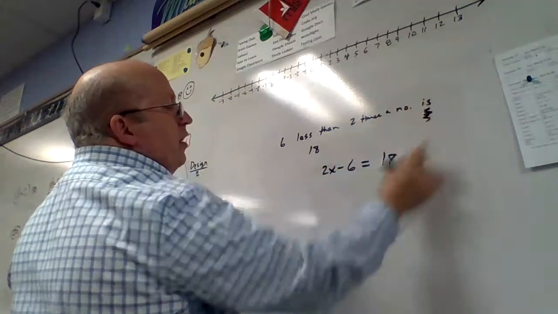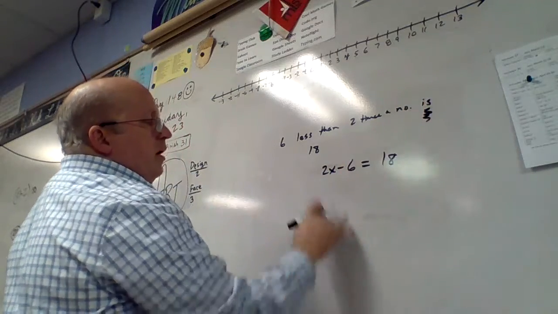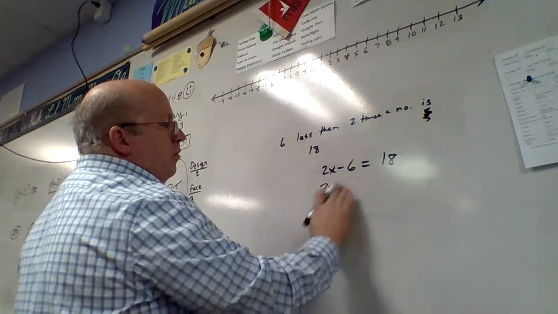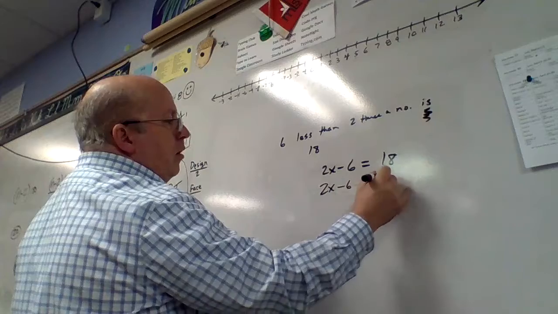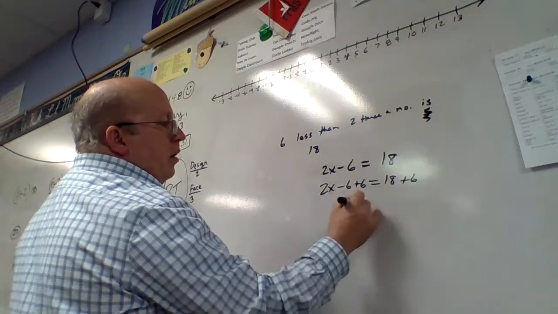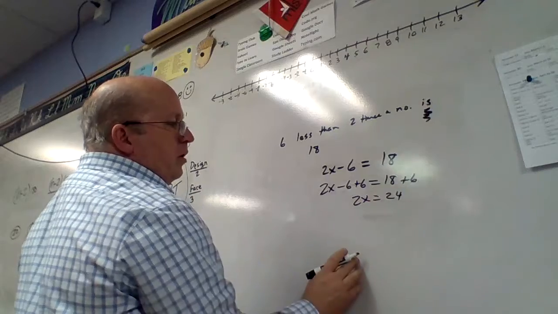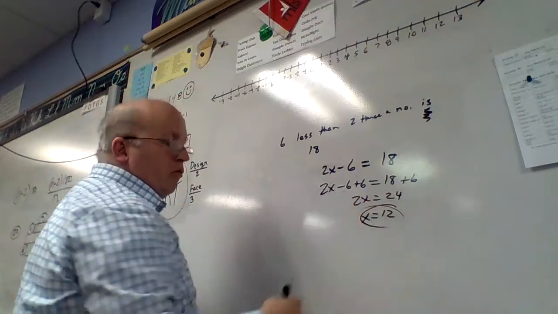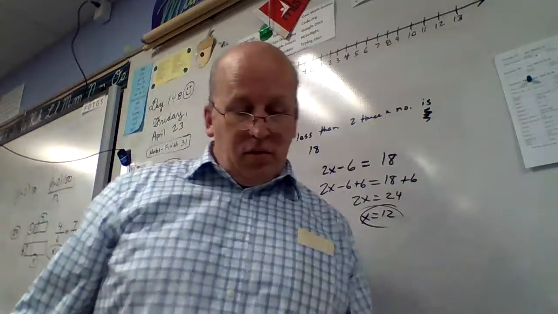Is my equal sign, right? And then at this point, I'm going to add 6 to both sides. And I get 2x equaling 24. And then I'm going to divide both sides by 2. And x ends up being 12 in that particular case.